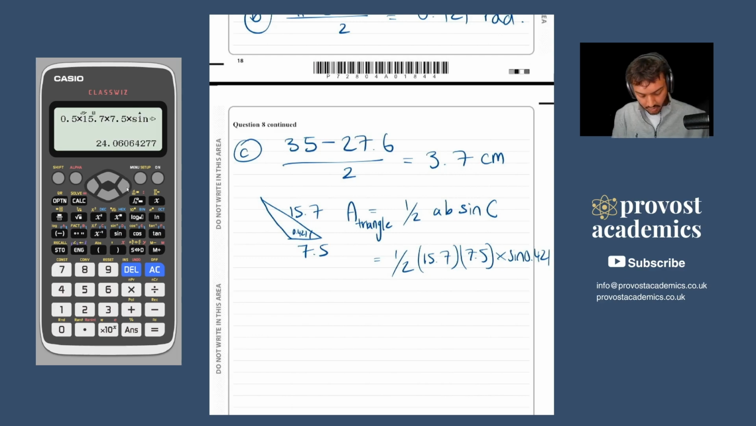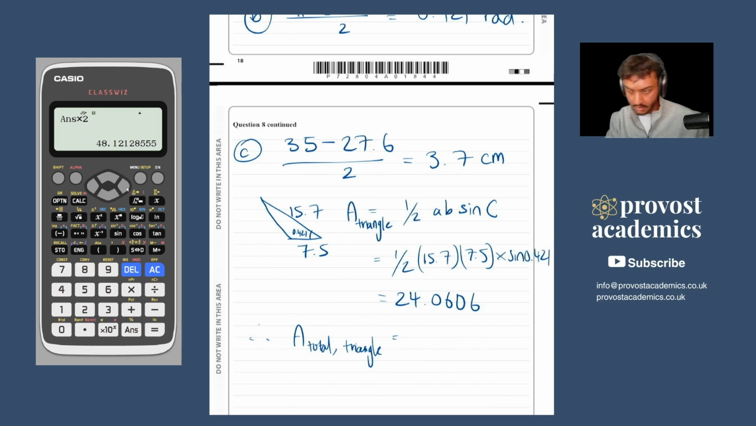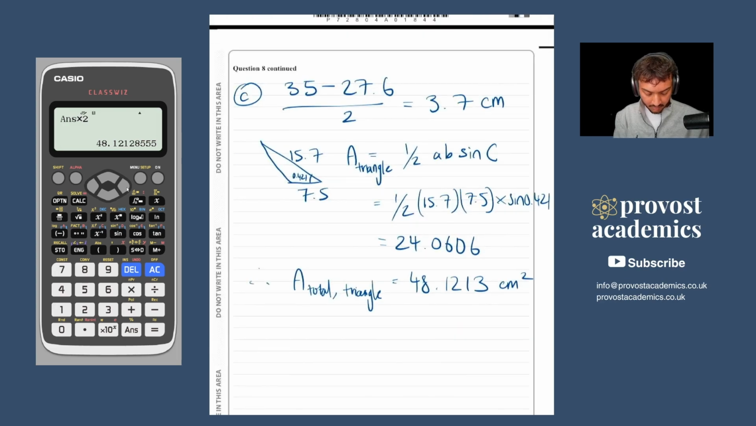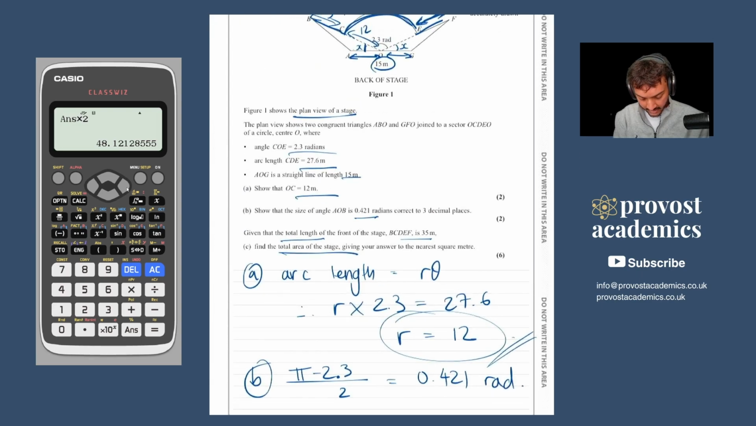Yeah, so we're looking for 24.0606 for one triangle, so therefore for both triangles, a total, we would times this by 2 to give us 48.123 centimeters squared. Now area of a sector, on the other hand, is half r squared theta, with r as 12 and theta as 2.3.